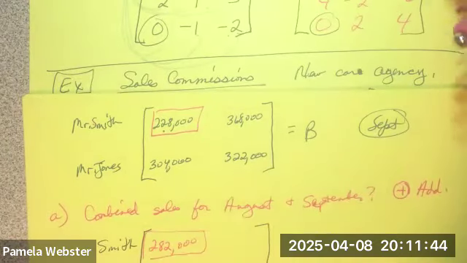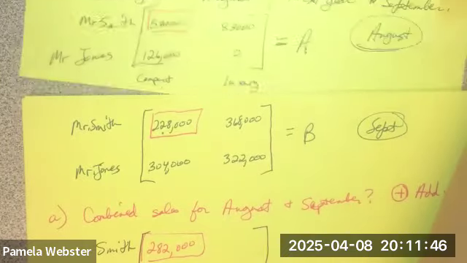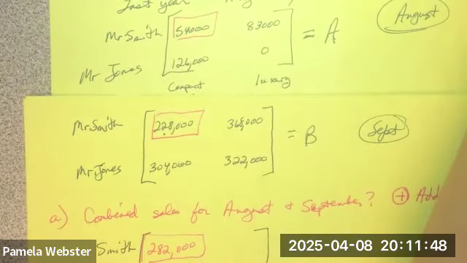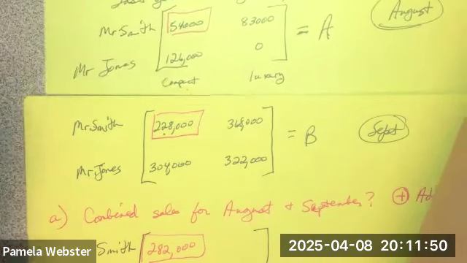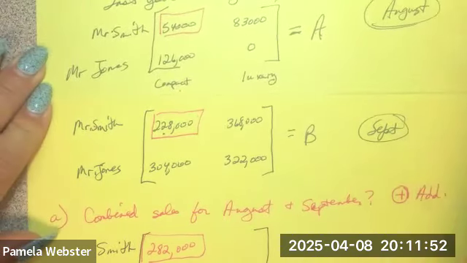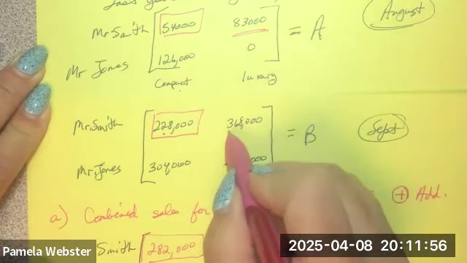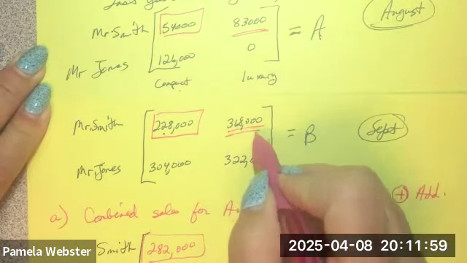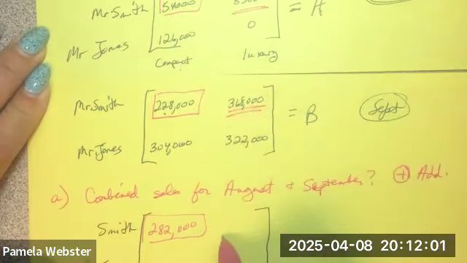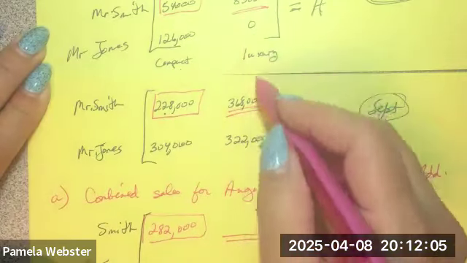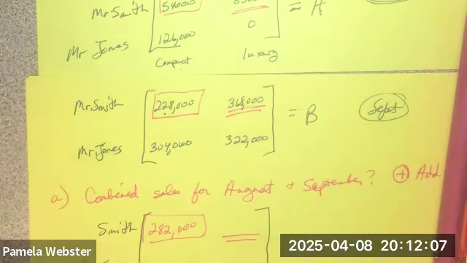And again, those are all in the same position. So they represent the same thing. Mr. Smith's compact. If I want his luxury, what am I going to add? His 83,000 here from August, his 368,000 here from September, and where's it going to go? Right here. First row, second column, first row, second column, first row, second column. So all of those are in the first row, second column position, right? Okay. That's what we're talking about.